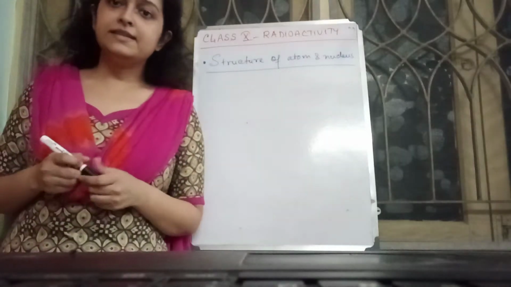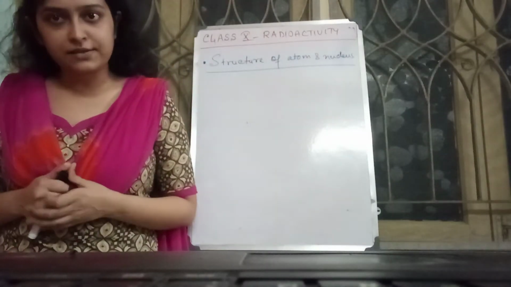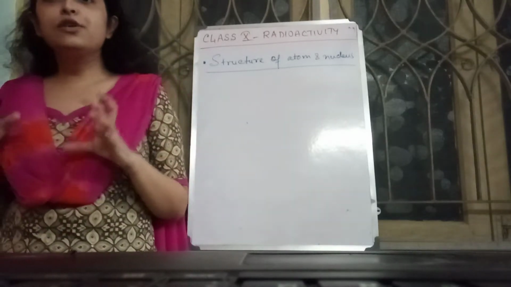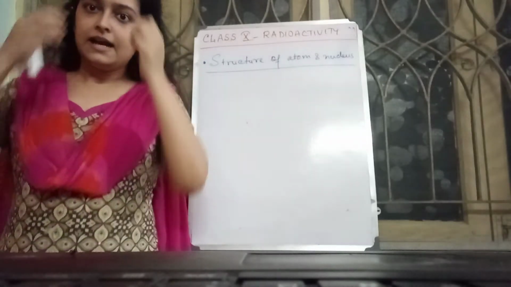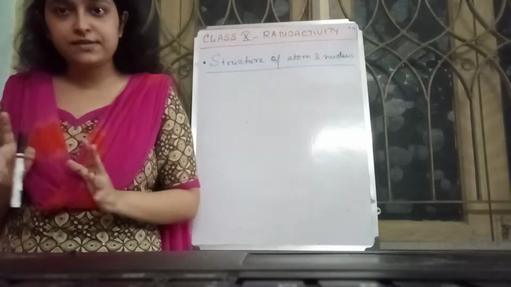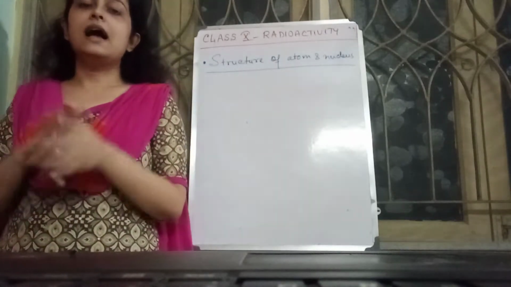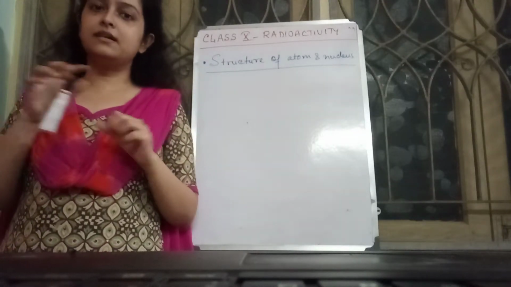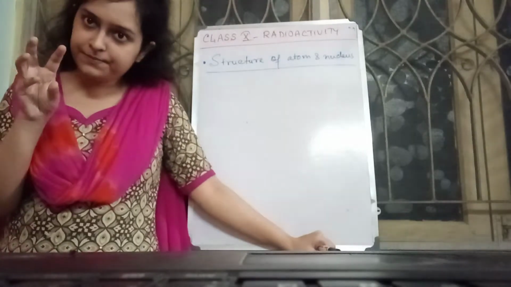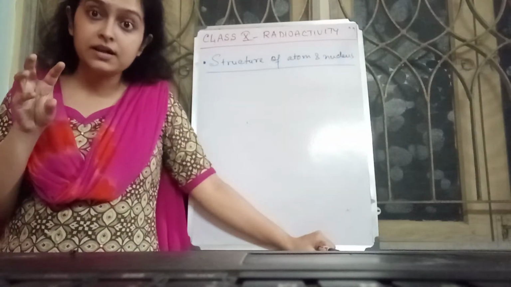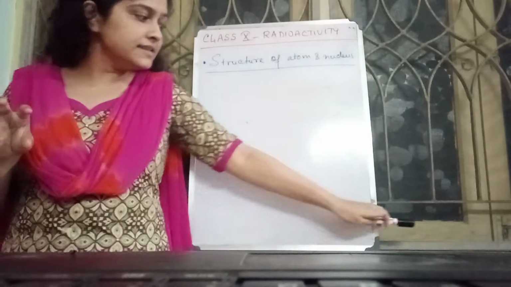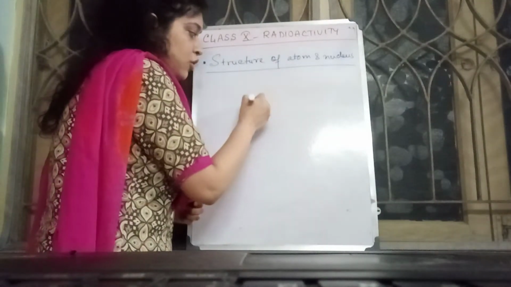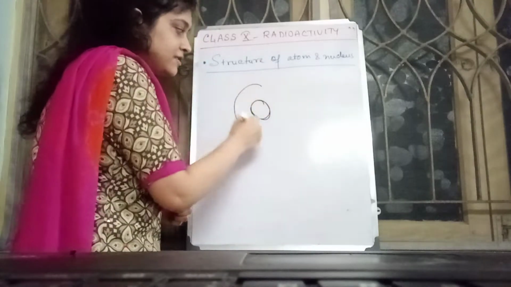Class 10, we'll start with chapter 12, radioactivity, okay? So the first topic is the structure of atom and nucleus. You already have read this in chemistry, I suppose: what are the different parts of an atom? It has a central core part, which we call the nucleus, and an extranuclear part, right? Central core part and an extranuclear part.